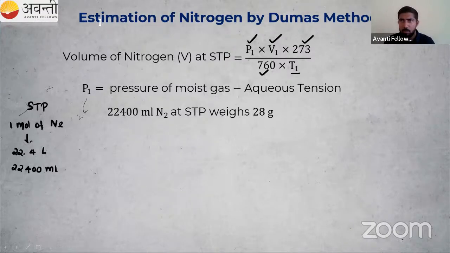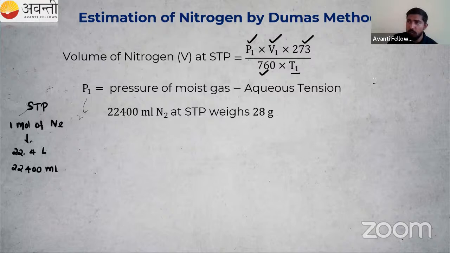Due to the water, there is aqueous tension, the pressure due to water. It is a moist gas, so due to water vapors, you subtract the aqueous tension and you get the real pressure of our nitrogen gas. Then after that, we got the volume of nitrogen at STP. Substitute the values, you will get that.